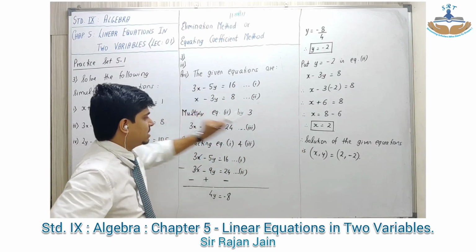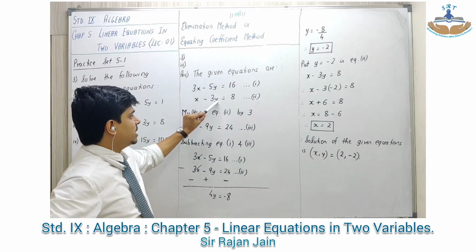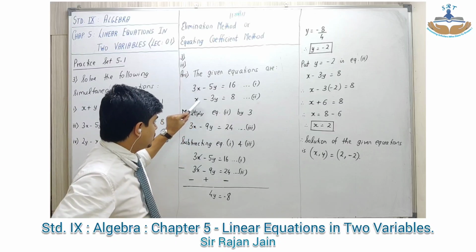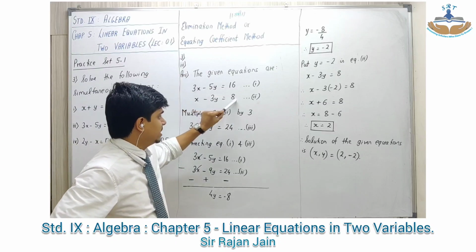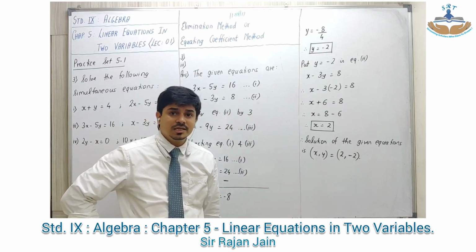Now check your second equation. X के जगह पे 2, y के जगह पे minus 2, 3 into minus 2, minus 6, minus into minus plus. So you have 2 plus 6, answer is 8. Here also it is 8. So it satisfies both the equations. So your answer is correct.